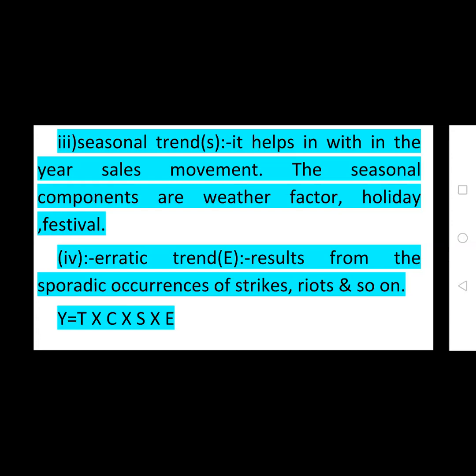Next is the erratic trend. Erratic trends result from the sporadic occurrence of strikes, riots, and so on. These are all called erratic trends. Erratic trends mean sudden changes, and because of sudden changes, demand estimation is critical. For example, a sudden earthquake or floods, that is, any environmental disaster, means customers have very little income, so the demand for the product decreases.